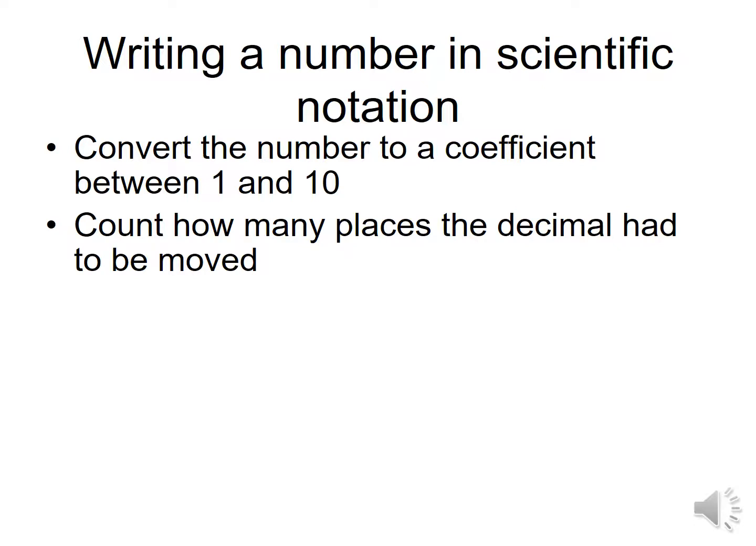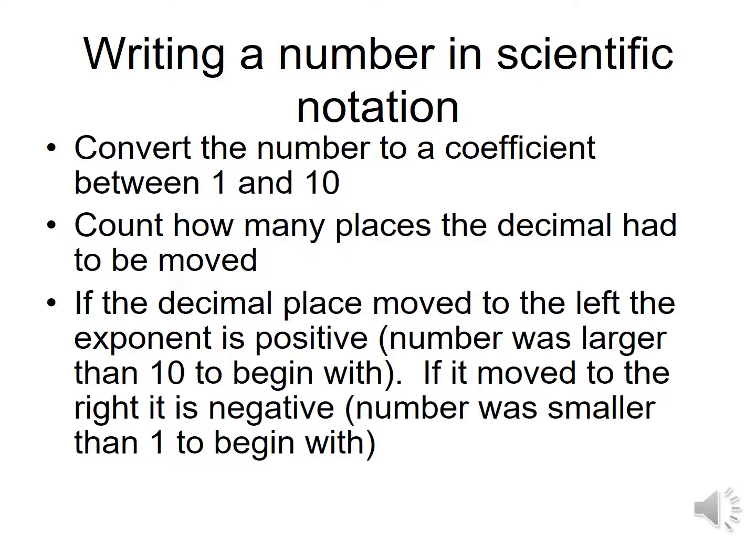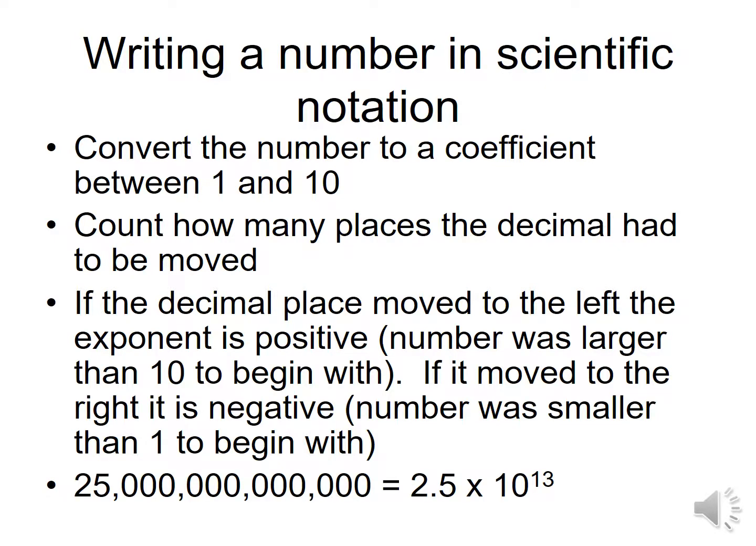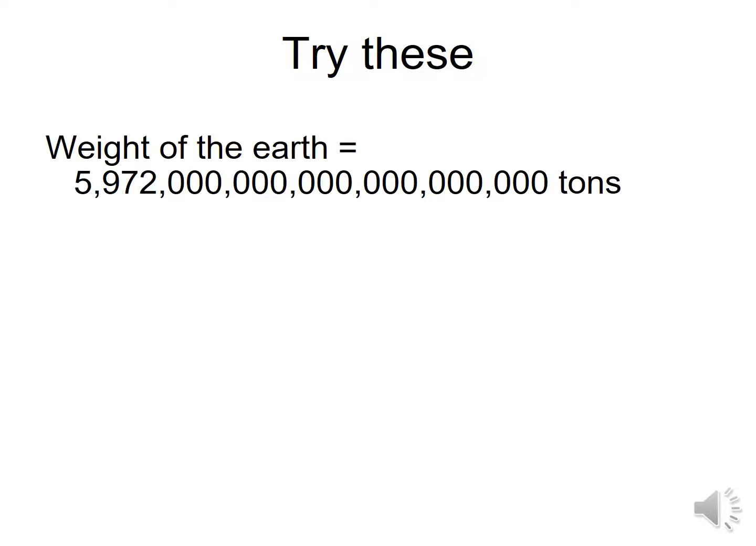Count how many places the decimal had to be moved. And then if you move the decimal to the left, then you know the exponent is positive. If you move the decimal to the right, you know the exponent is negative. So 25 trillion is 2.5 times 10 to the 13th. And the other one we said was, I believe, 2.5 times 10 to the minus 8.